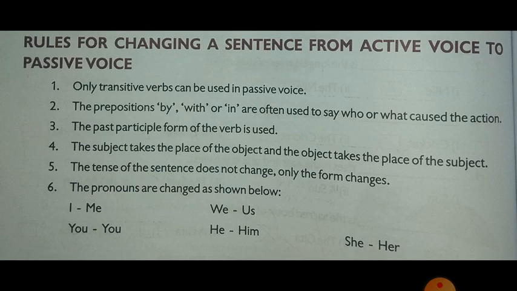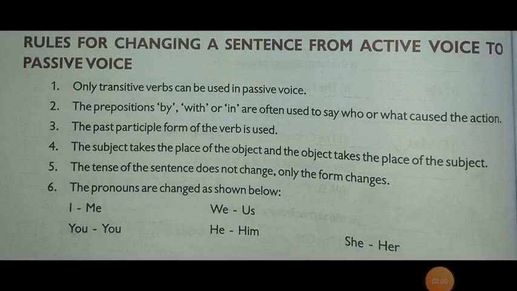Okay. The pronouns are changed as shown below. You can see that I becomes me in case of that sentence. I brought a cake. The cake was brought by me. So I in the subject's place, when it goes to the object place in passive voice, it becomes me. Similarly, we becomes us. You remains you only because we don't have a second pronoun for you. He becomes him. She becomes her. Okay, children?